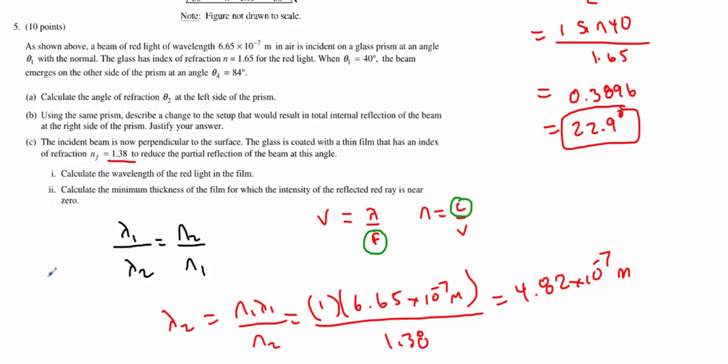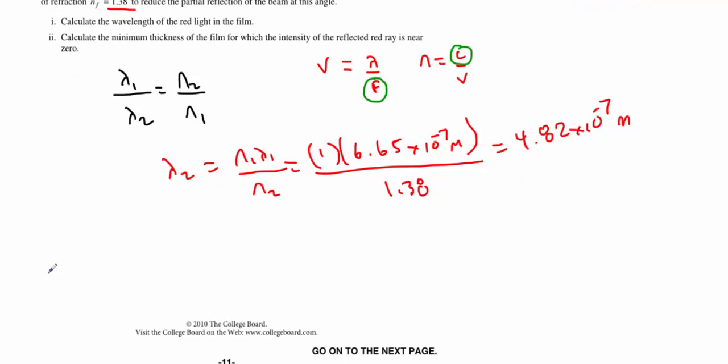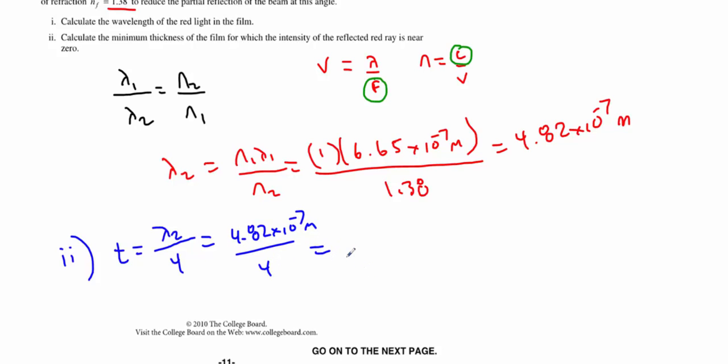C2, we want to know the minimum thickness of the film. This is simple if you know the equation. The minimum thickness for all thin film interference can be related in a very simple equation. Thickness, T, that's thickness, not time, is equal to the wavelength inside the new medium, so lambda 2, divided by 4. So all we have to do is take this number we just calculated and divide it by 4. We're going to get 1.2 times 10 to the negative 7 meters. That's it for this optics problem. Thank you.